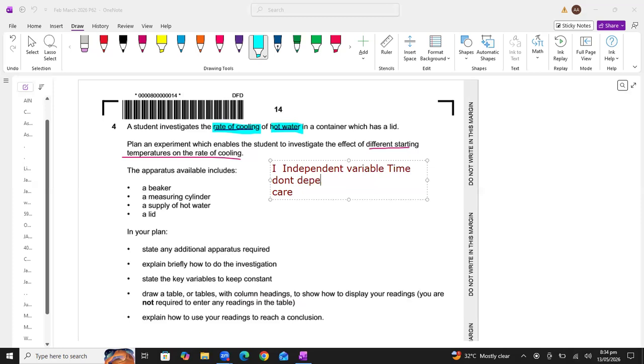D means dependent variable. Dependent variable is temperature, because temperature depends upon time here. As you increase the time gap, time duration, the temperature drop will also increase. And C here means constant variable, which we have to keep constant while we are performing this experiment. As you can see this part as well, state the key variables which you have to keep constant. So basically we are studying the relation between independent and dependent variables, so obviously we have to keep certain variables constant.